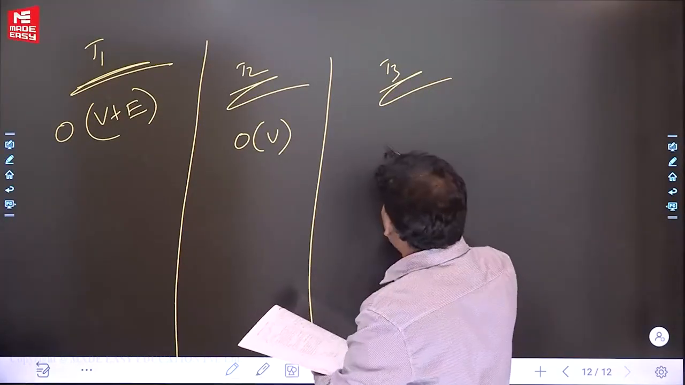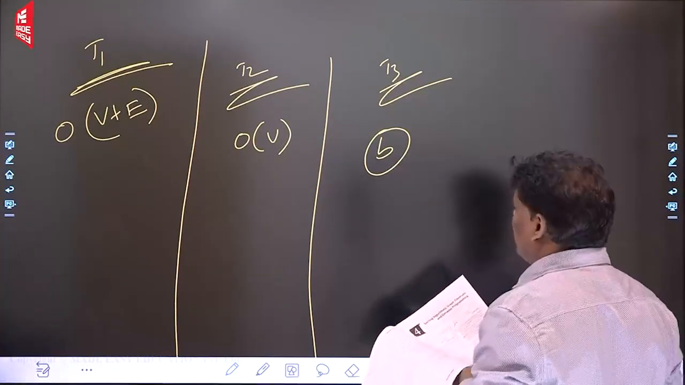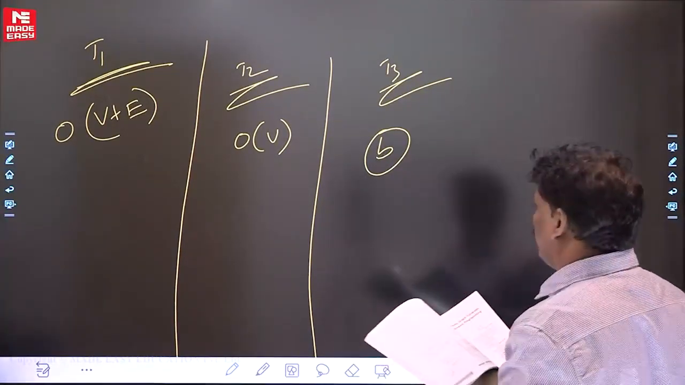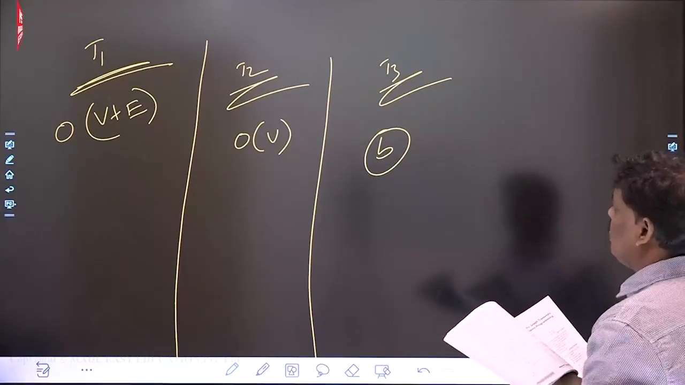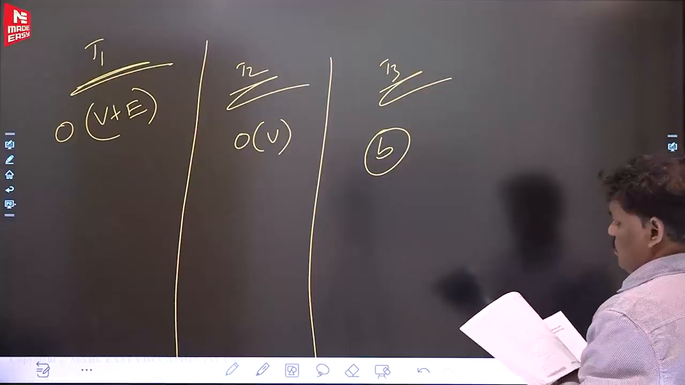So what is the answer now? The answer is going to be B, order of log n, but not order of 1. You cannot say 1 is the answer. Best case may be 1, right? But in every case you cannot say 1. Please be careful. Order of log n, but not 1.